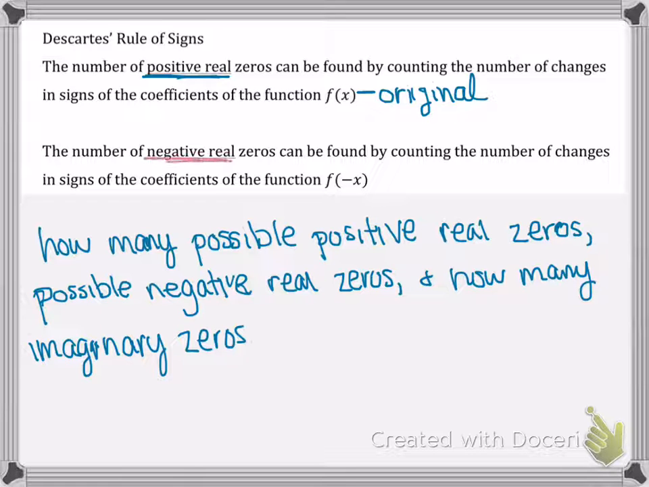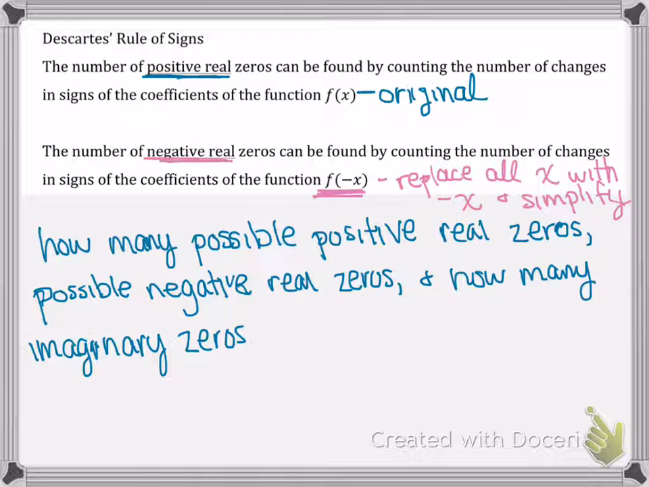Now to figure out how many negative real zeros, what we first have to do is find f of negative x. So we're going to replace all the x's with negative x and simplify. After we replace all the x's with a negative x and simplify, then we simply count the number of sign changes again.